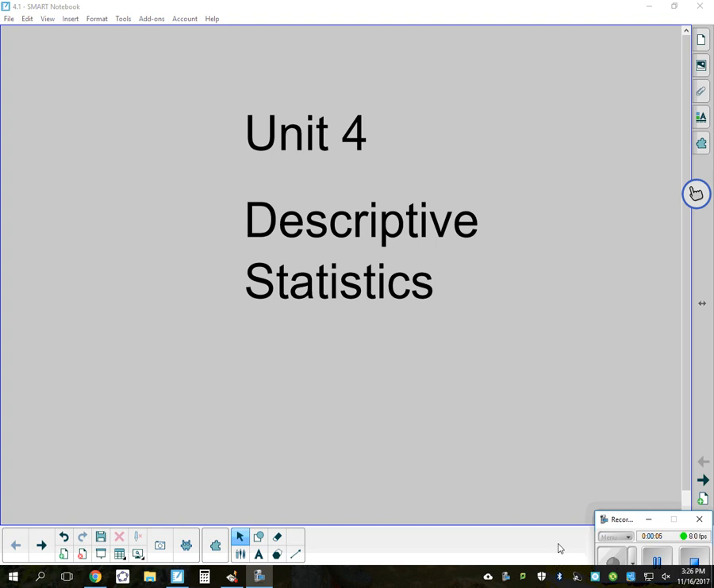Okay, this seems a little weird, but we are going to call this unit Unit 4 as well. So we're going to have two Unit 4s. This is the second of the Unit 4s. It is about descriptive statistics, which is a fancy way of saying we are going to analyze some data and talk about what trends there are.